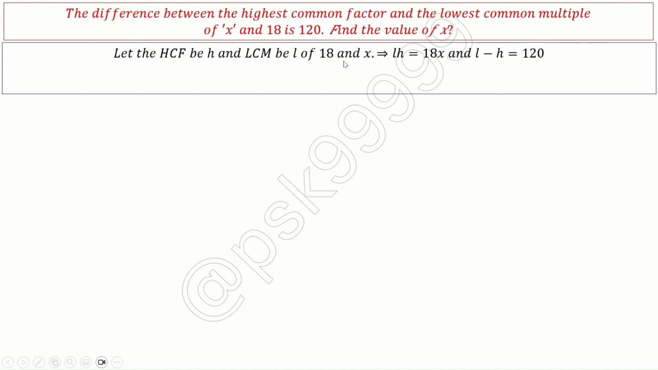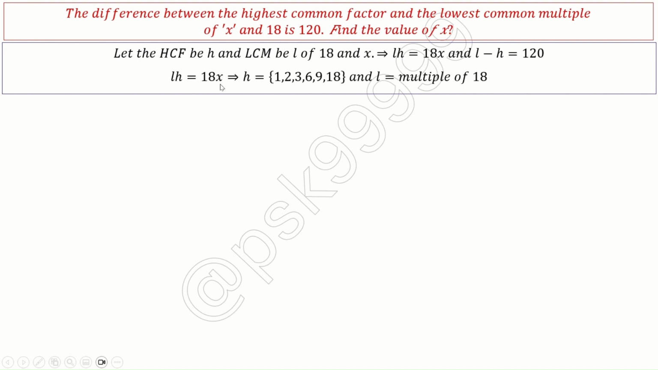Okay, then we know that LCM into HCF is equal to the product of the numbers. So LH equals 18x. And it is given that the difference is 120. That means L minus H, always LCM will be more than HCF, so L minus H is equal to 120.